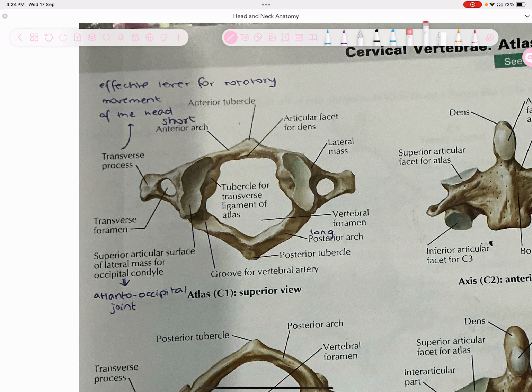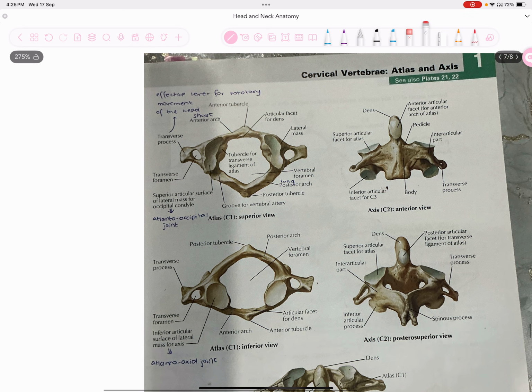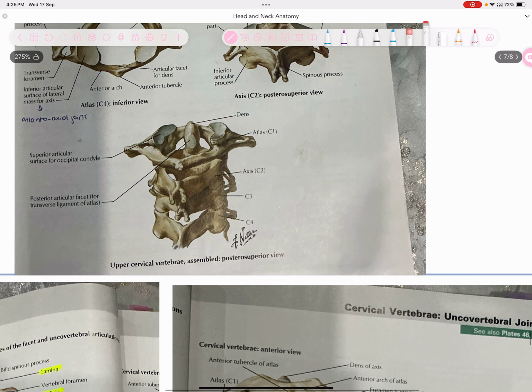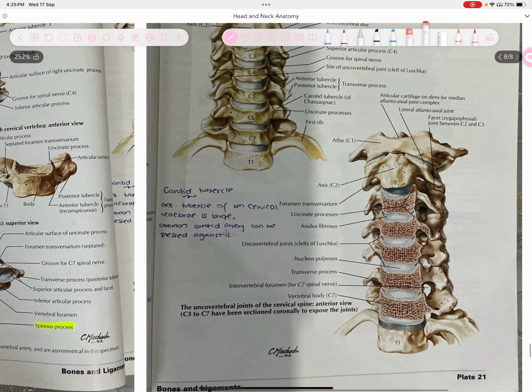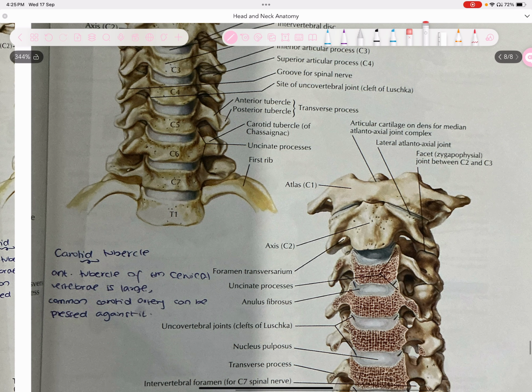And the rest of them I will explain in a second. Moving on, they're saying that the anterior tubercle of the sixth cervical vertebra is large and is called the carotid tubercle. Very important. So, sixth cervical vertebra, its anterior tubercle, they're saying it's large. So here you can see the carotid tubercle of Chassaignac. This is the anterior tubercle of the sixth cervical vertebra.